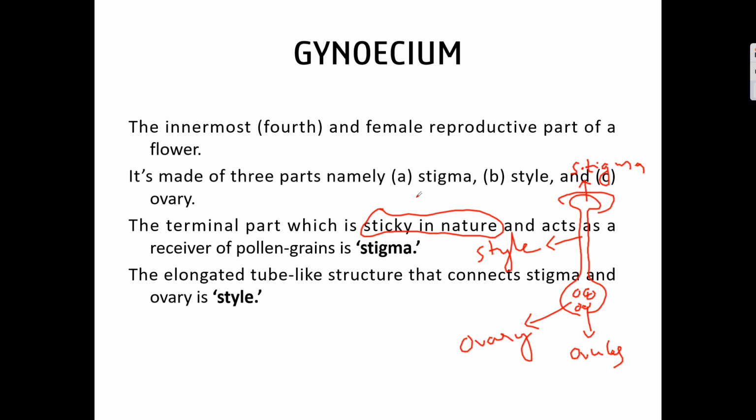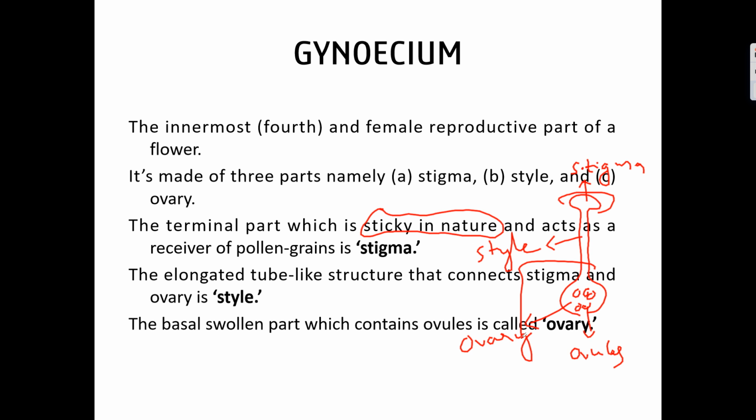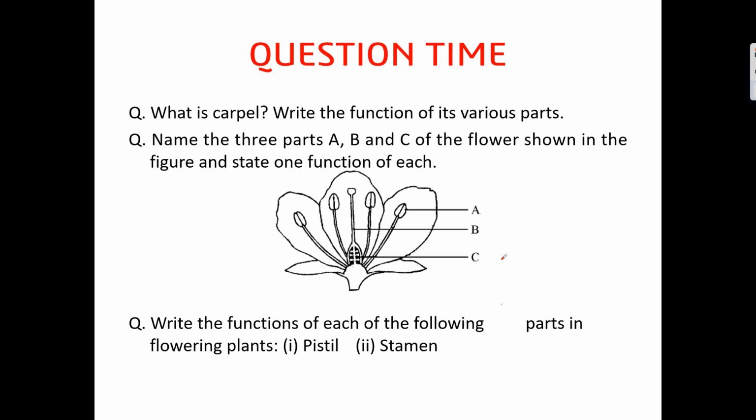And next is the style. This is the tube-like structure which connects the stigma to the ovary. Whenever a pollen grain falls here, it has to travel to the ovary, so it will travel through this style. How it is going to travel, we will discuss in the coming videos. This basal swollen part is called the ovary, and it contains ovules, which are the future seeds.